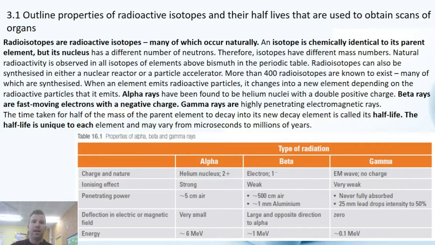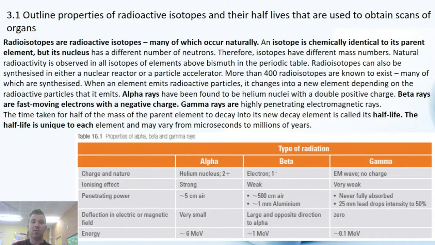An alpha ray has been found to be a helium nucleus with a double positive charge. This consists of 2 neutrons and 2 protons that are bound tightly together and are identical to the helium nucleus. Because of their double charge and large size and mass, alpha particles are absorbed by a few centimeters of air and absorbed by examples such as paper. So such rays are not suitable for medical scanning. However, I've got that in the table in the diagram there.